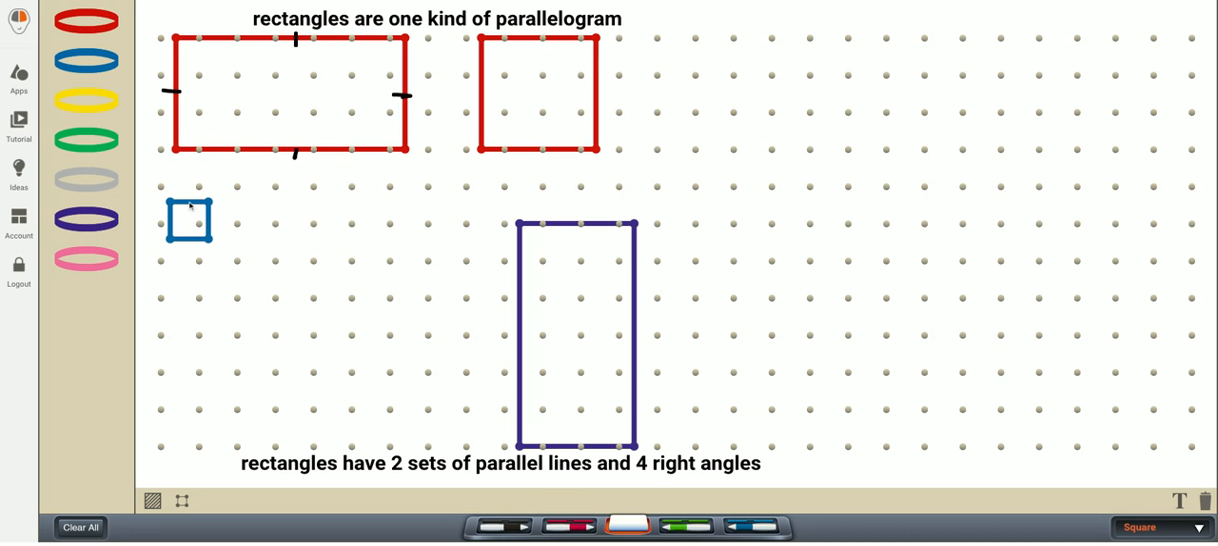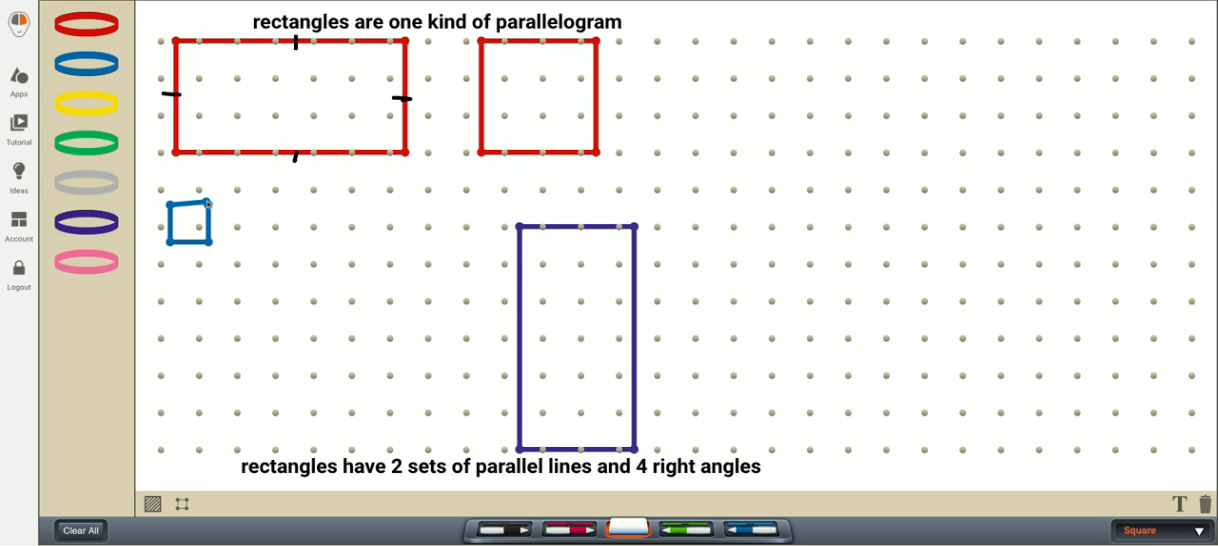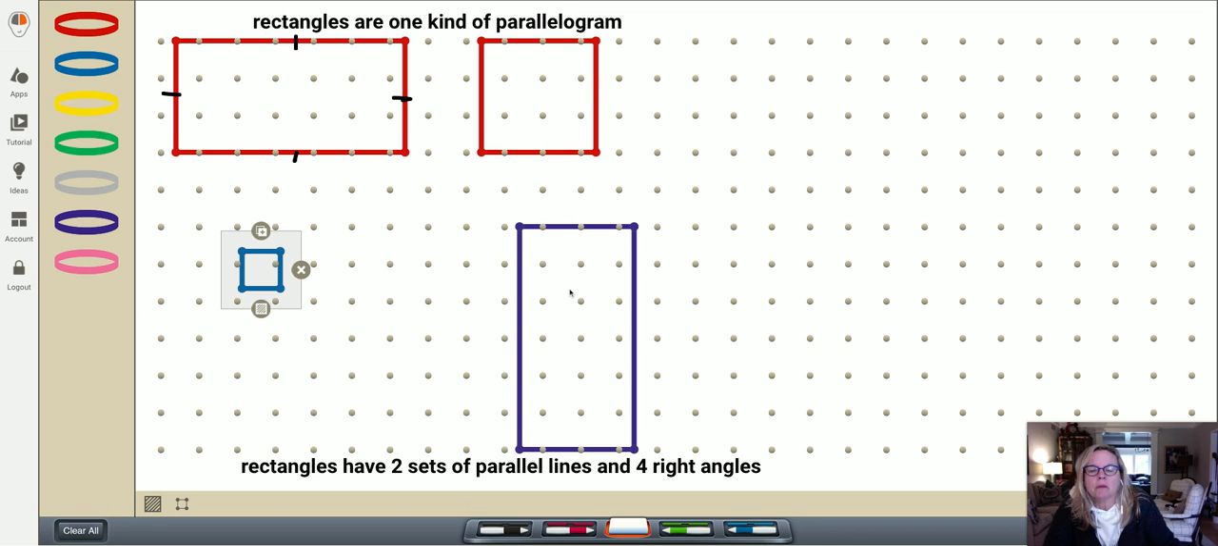The only thing different is a rectangle. A rectangle must have four right angles. So a rectangle is more specific than a parallelogram. It is a parallelogram, but it just also must have four right angles. So all of these have two sets of parallel lines and four right angles, and that makes it a rectangle. All right, let's go to the next page and see if we can get this.